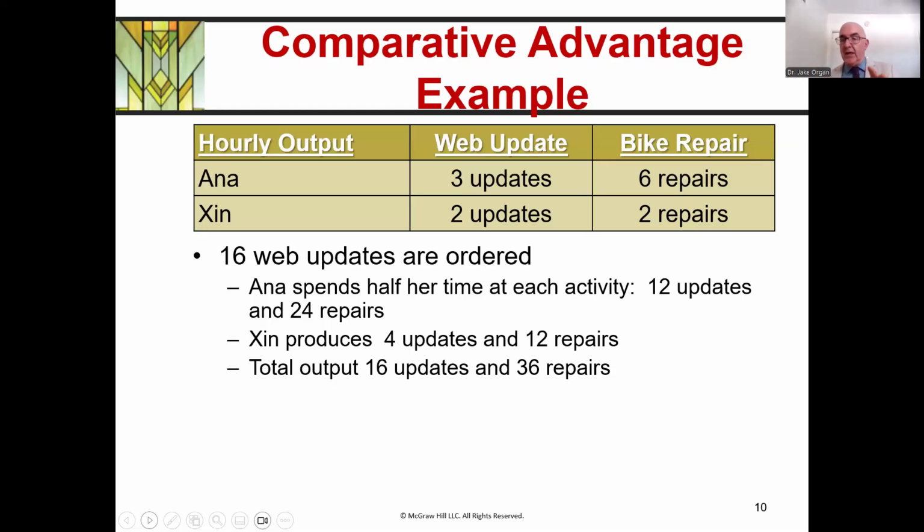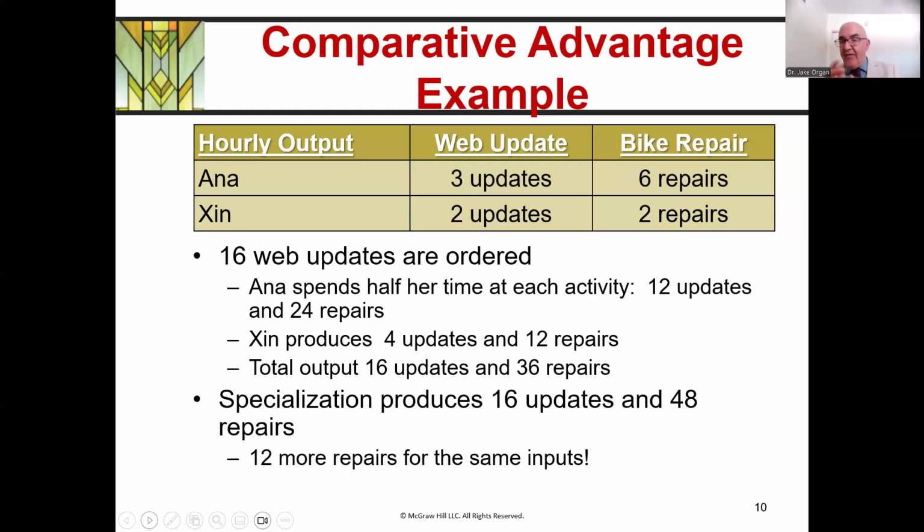Now Chin would spend 2 hours doing those updates, and she'd create 4 updates, and then the other 6 hours she'd be spending on repairs. That would be 12 repairs. So altogether, there'll be 16 updates and 36 repairs. Now, what if they just concentrate on what they had comparative advantage in? If Anna just spent all her time doing web repairs, that would be 18.